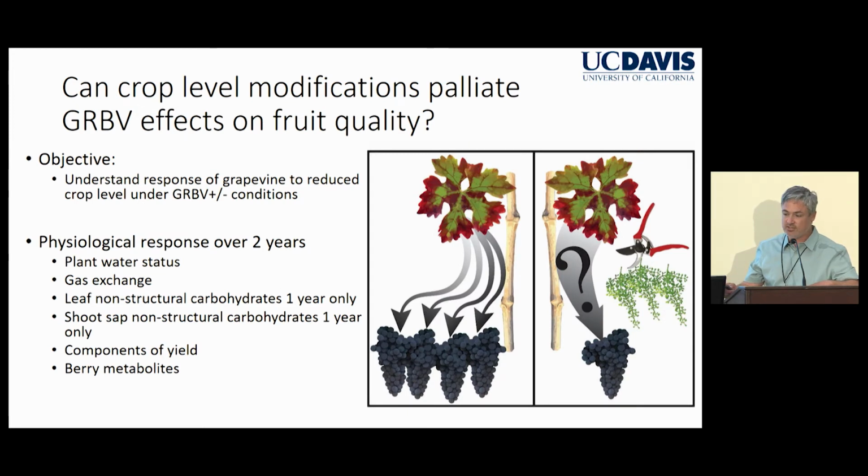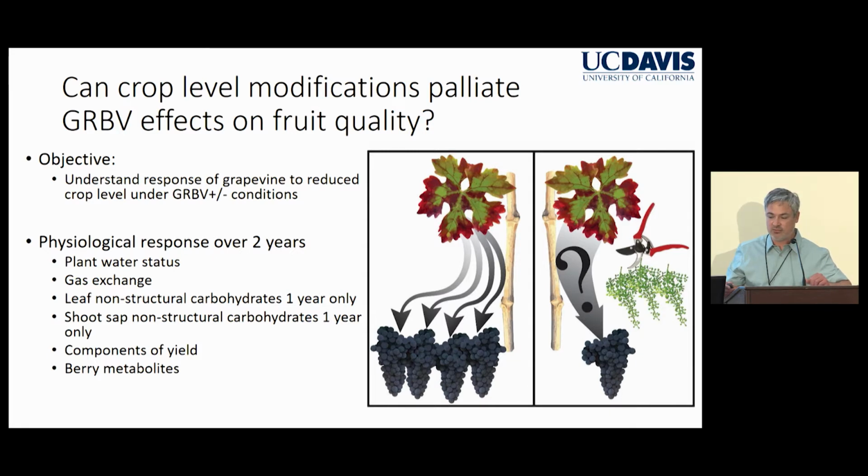So to answer this question that we've set up, can we adjust crop level to help improve the fruit quality in red blotch infected vines? The thinking is by reducing the amount of crop load that you have, potentially you could funnel more of the sugars into these fewer sinks to result in higher quality berries.